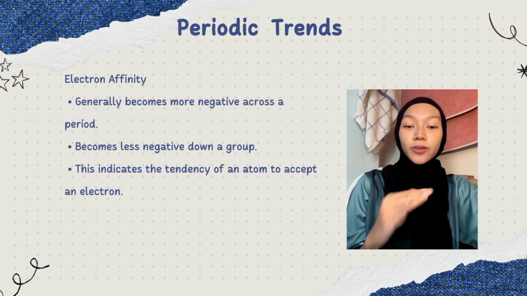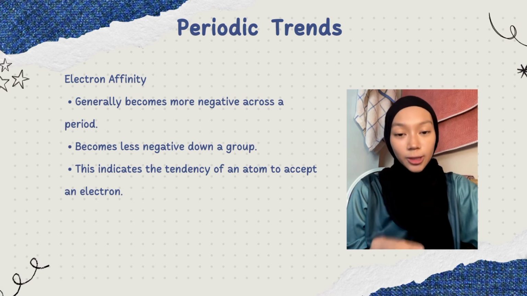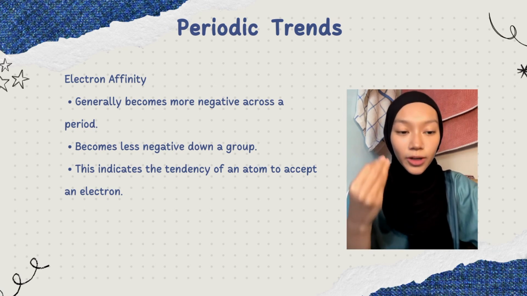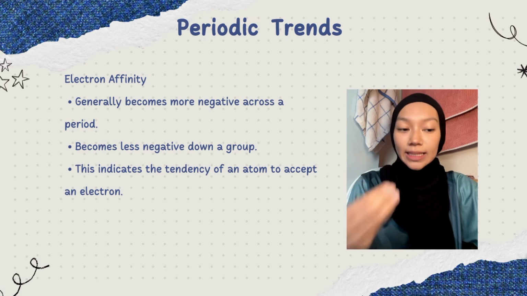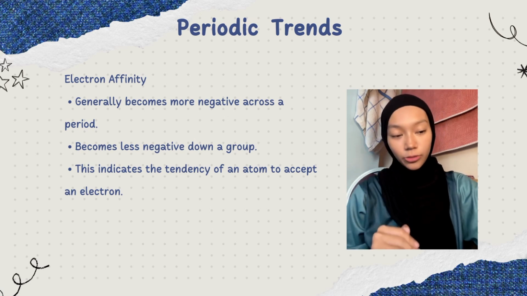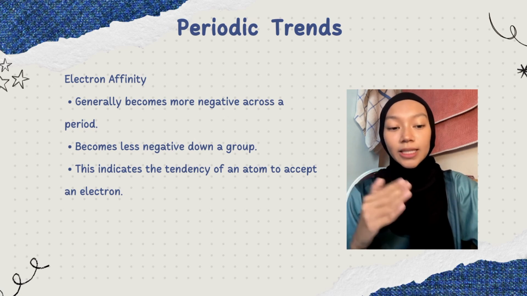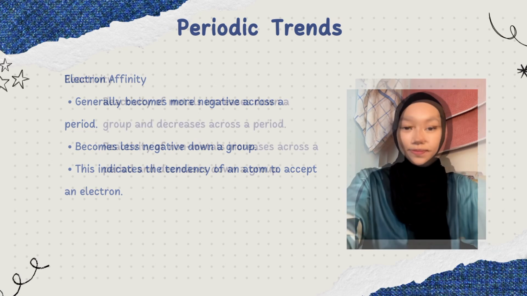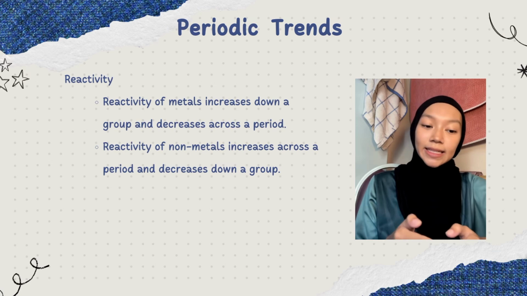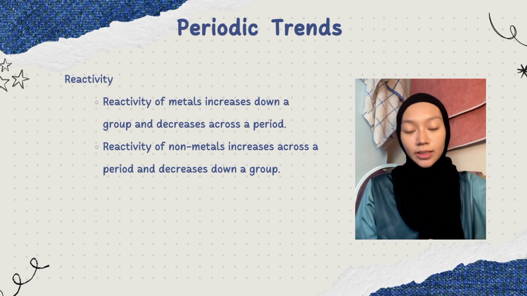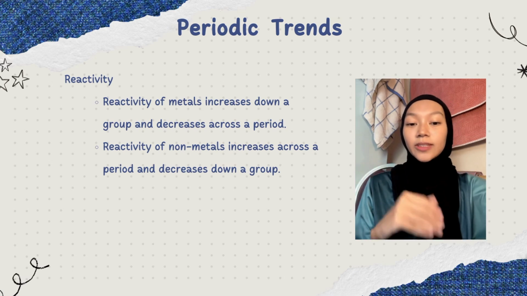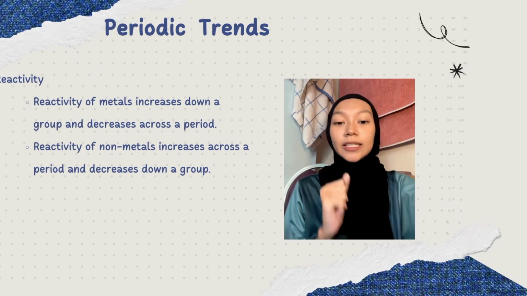Electron affinity refers to the tendency of an atom to gain an electron. Across a period, electron affinity generally becomes more negative, meaning atoms easily accept electrons. Down a group, electron affinity becomes less negative because the added electron is further from the nucleus. Reactivity describes how easily an element undergoes a chemical reaction. For metals, reactivity increases down a group and decreases across a period. For non-metals, reactivity increases across a period and decreases down a group.